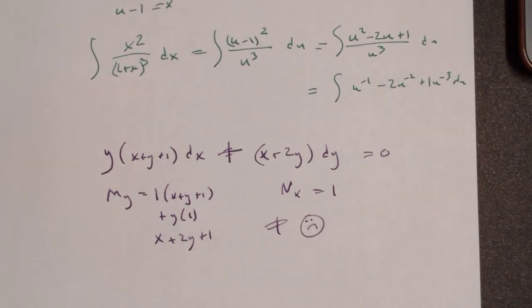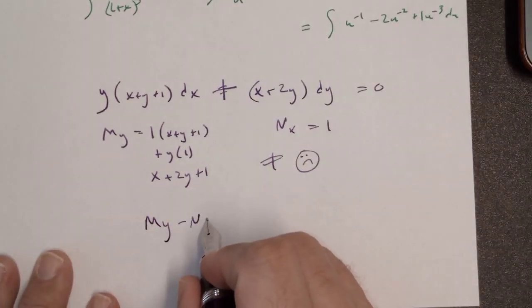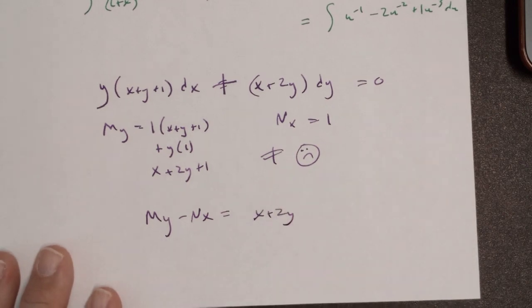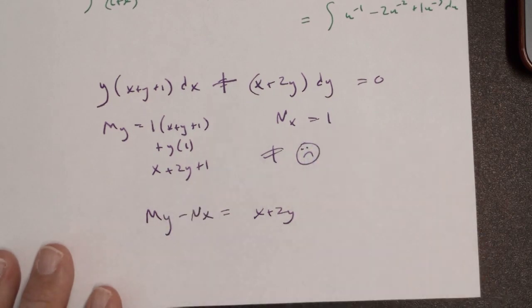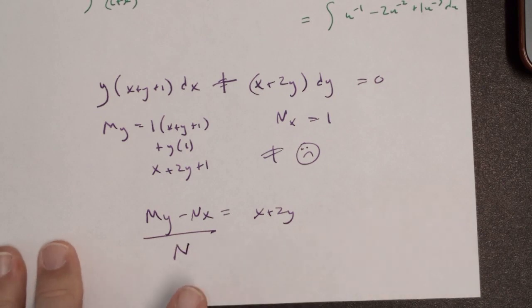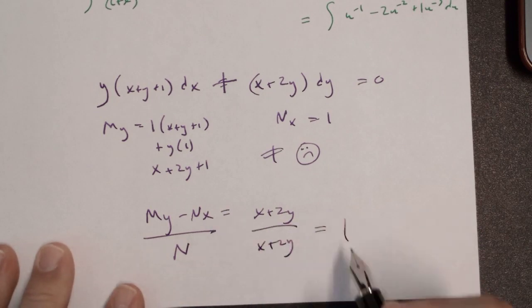So I need an integrating factor that looks like something all in x or something all in y. And my first reaction is I'm either going to take M_y minus N_x or N_x minus M_y, right? So let me just pick one at random. M_y minus N_x is going to be x plus 2y, isn't it? That minus that. And then if I divide that by N, how do I remember which one I'm dividing by? I always divide by the one on the end here. That's 1.